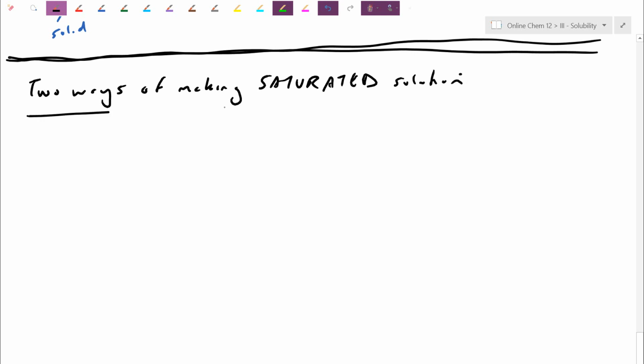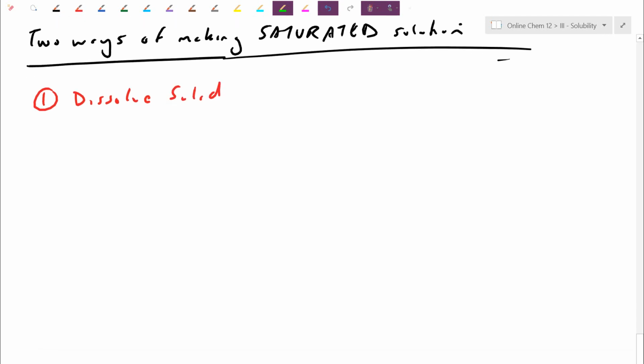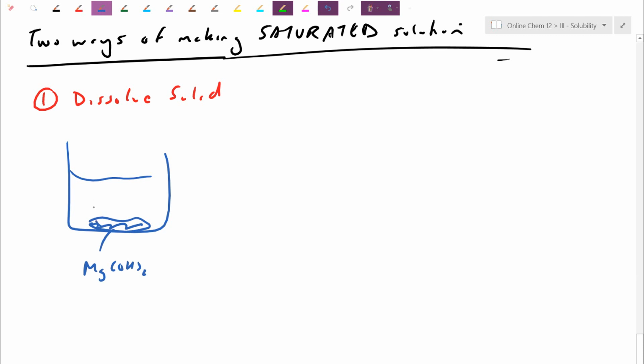I'd say the easier of the 2 ways is to start off with the solid. So first way, let's just dissolve the solid. Okay. So I wanted to eventually make a beaker that's saturated. I want to eventually have Mg(OH)2. That's my example right now. So I want to have Mg(OH)2 as a solid, broken up to form magnesium ions, hydroxide ions. Well, let's pretend to make that. Just take some magnesium hydroxide, totally okay as a solid out here, and slowly just drop it in there.